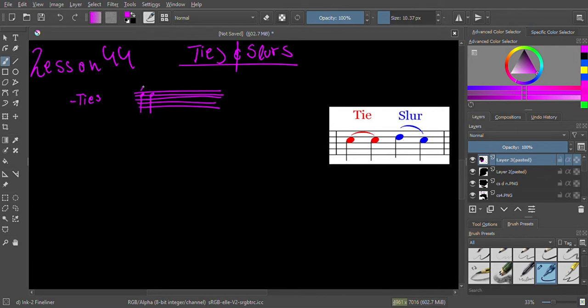When you put a sort of circular thing over it like this, or more accurately depicted here like that, this is known as a tie. And what this tells you is, do not play a stop in between these notes. Do not take a pause. In other words, hold the pitch, whichever pitch it is, for the duration of both notes.